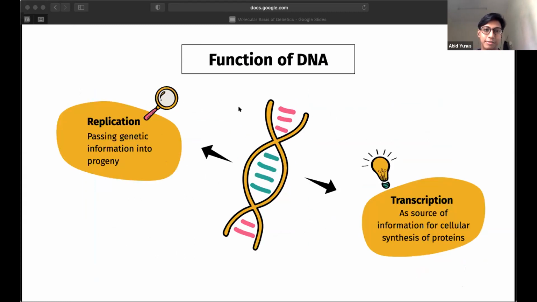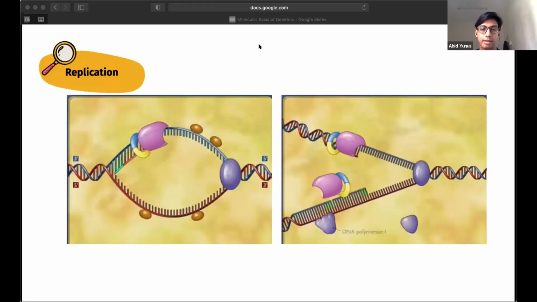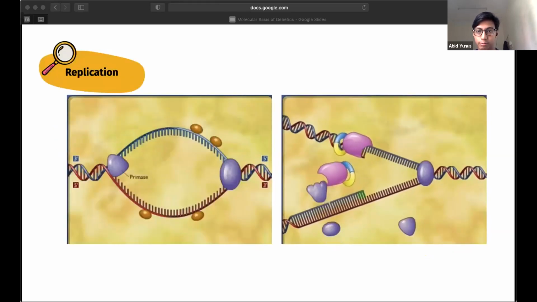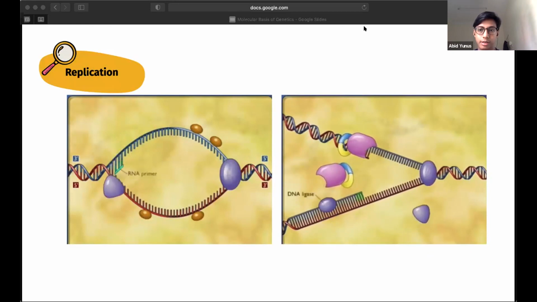Okay, next, for the function of DNA, the two main functions of the DNA are replication as well as transcription. Replication is important to pass the genetic information into the progeny, either the daughter cells or the offspring. And then for transcription, DNA will serve as a source of information for the cellular synthesis of proteins. Okay, now we're going to look into the replication process.